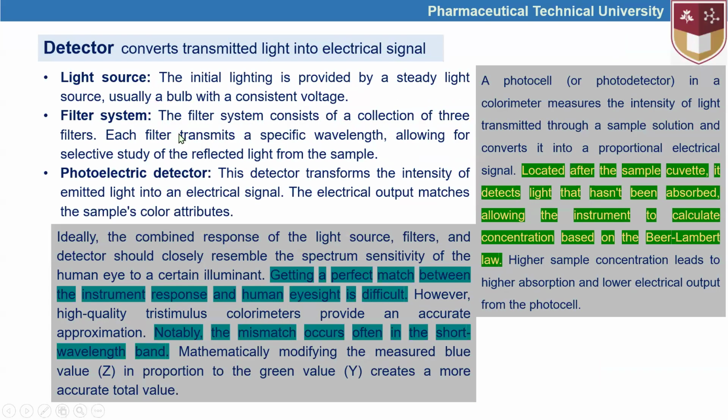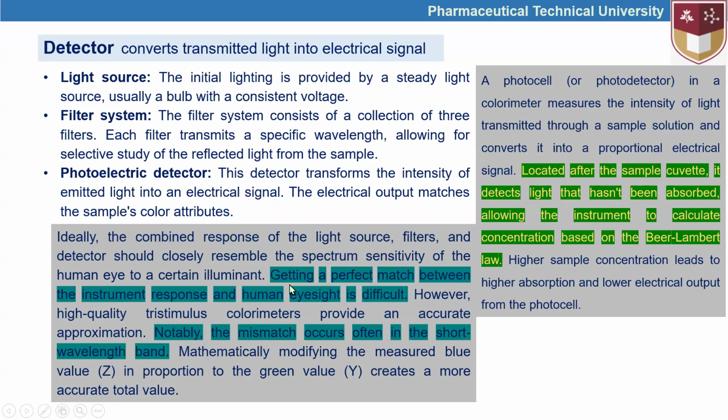And these are about the detectors that convert transmitted light into electrical signal. We talked about the light source, we talked about the filter system, and this text is about photoelectric detectors. Their function is detecting the light. This detector transforms the intensity of emitted light into an electrical signal. The electrical output matches the sample scalar attributes.